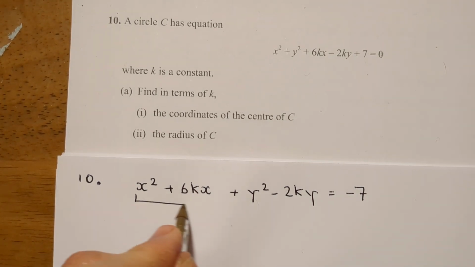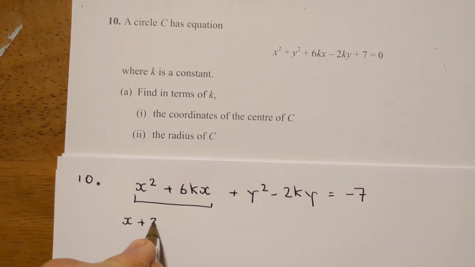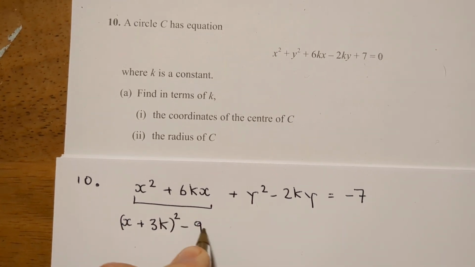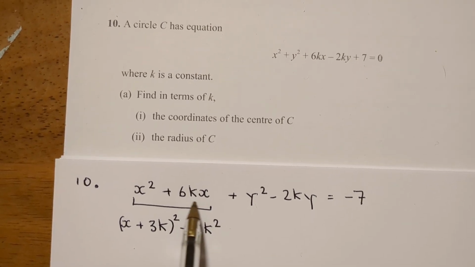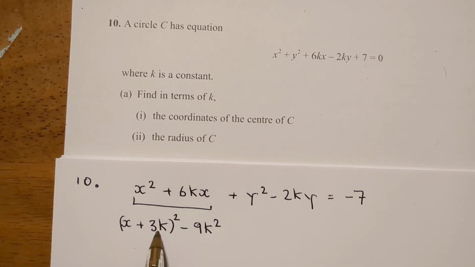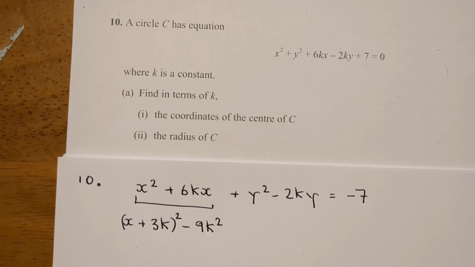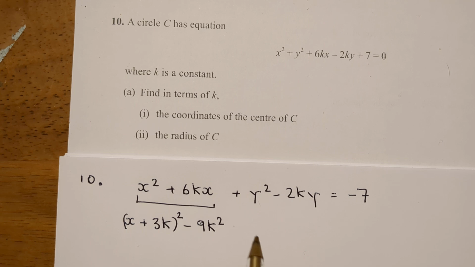Now what we do is the completing the square operation here, which means, let me just write it down, x plus 3k squared minus 9k squared. The coefficient of x, which is 6k in this case, you halve that and you put that here, and whatever you put here, you square it and you write it outside. Don't put the x here as well, that's a common mistake.